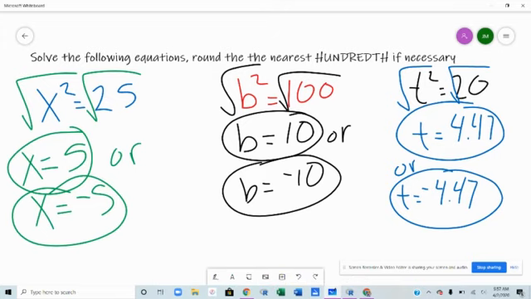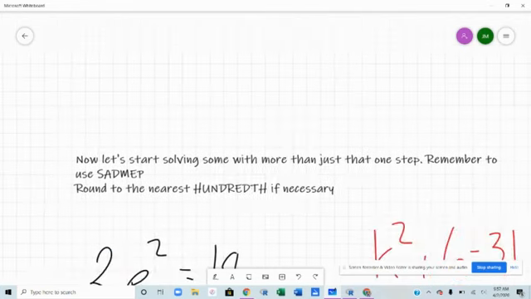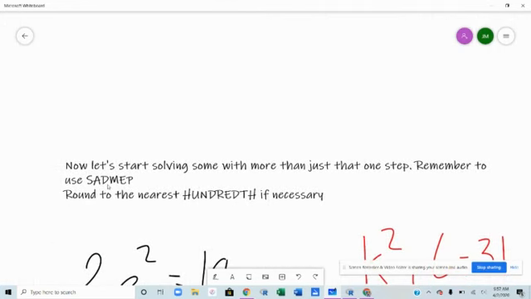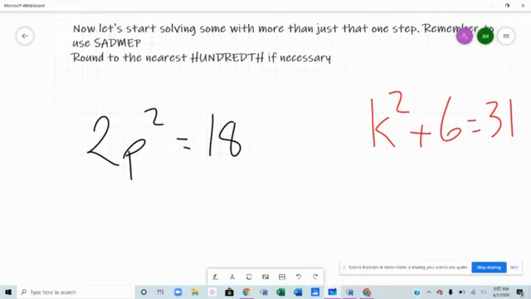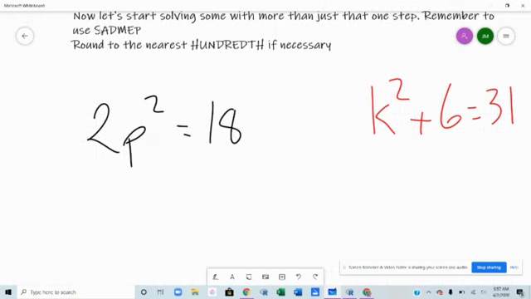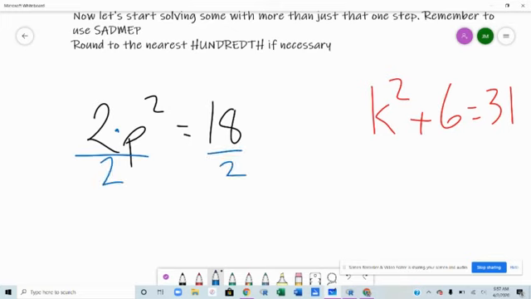Now let's move on to a little bit harder ones, a couple more steps to have to do. Remember that we're going to use SAD map, so do addition or subtraction first, then multiplication or division, then your exponents, and then your parentheses. We're going to still round to the nearest hundredth if necessary. So when I look at this, I have 2p squared equals 18. If I'm using SAD map, I look, do I have any addition or subtraction? No, I do not. Do I have any multiplication or division? Yes, I do. I have 2 times p squared. So you need to get rid of that with dividing both sides by 2. Gives you p squared equals 18 divided by 2 is 9.